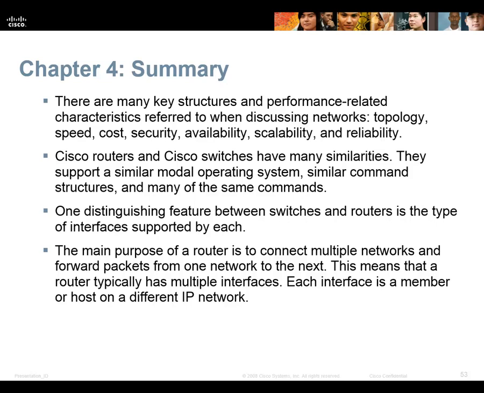In summary, there are many key structures and performance-related characteristics when discussing networks, but the main ones are topology, speed, cost, security, availability, scalability, and reliability. Cisco routers and switches have many similarities. That's important. We didn't really talk so much about it in VLANs earlier, but you need a router to connect to a VLAN, but you can also make a switch act like a router to route data between VLANs. One distinguishing feature between switches and routers is the type of interfaces supported by each. And the main purpose of a router is to connect multiple networks and forward packets from one network to the next.